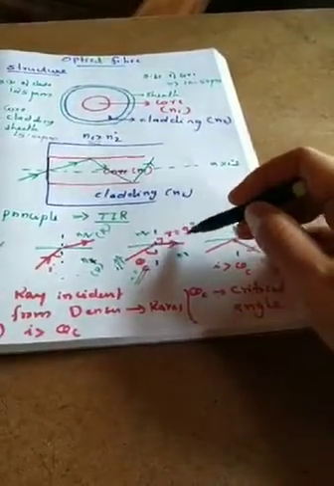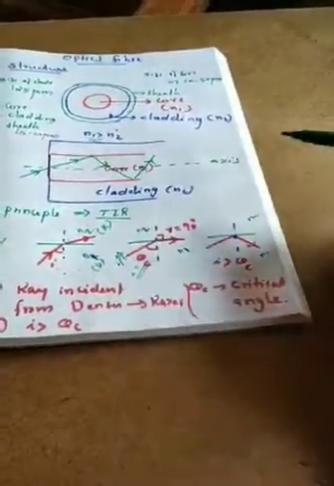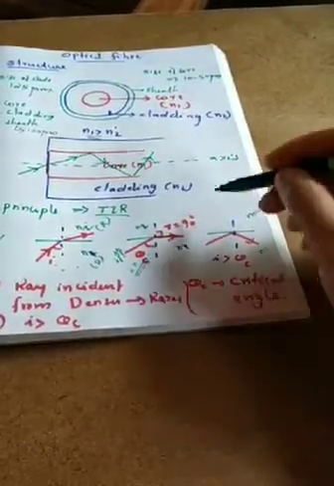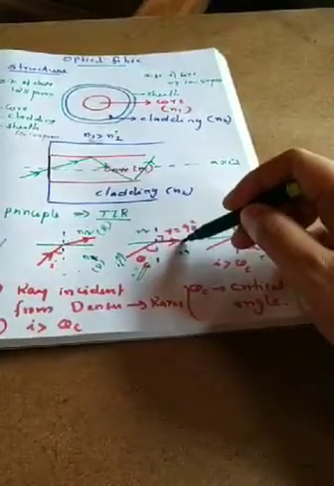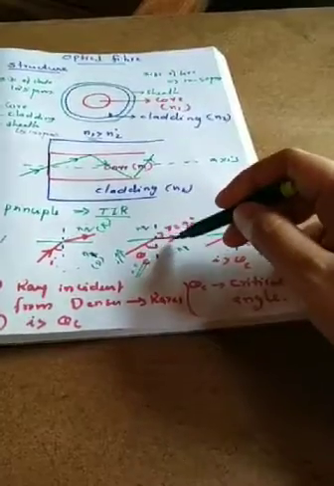So the angle of incidence at which the angle of refraction becomes 90 degrees is what we call the critical angle. At that time, the refracted ray travels along the surface separating the two media.